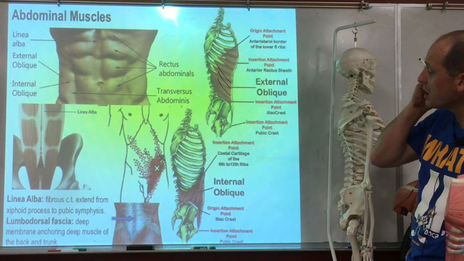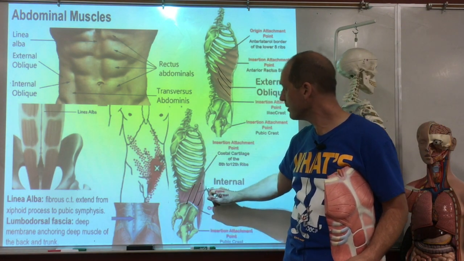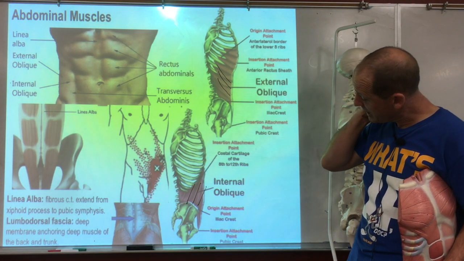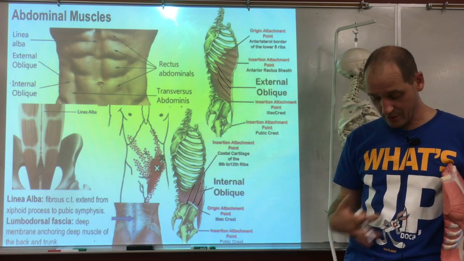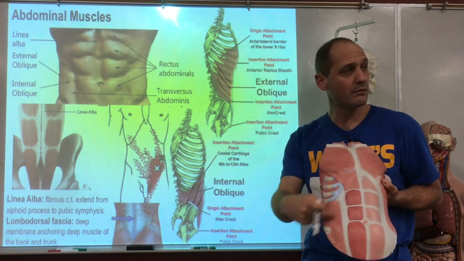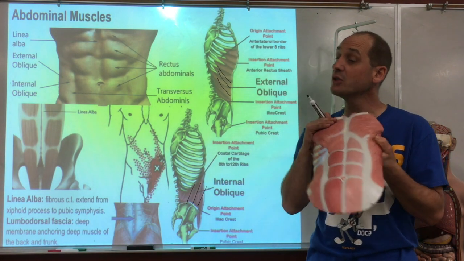And then the internal abdominal oblique are sort of the opposite. They come from the crest and go inward and downward. And on a model, you can see that out here. They go like that. And you can see the difference on a model also.